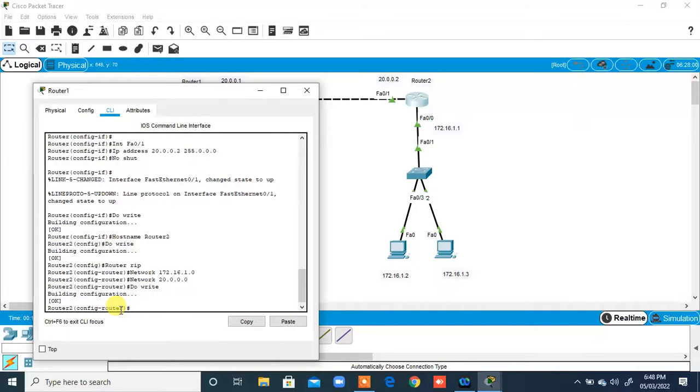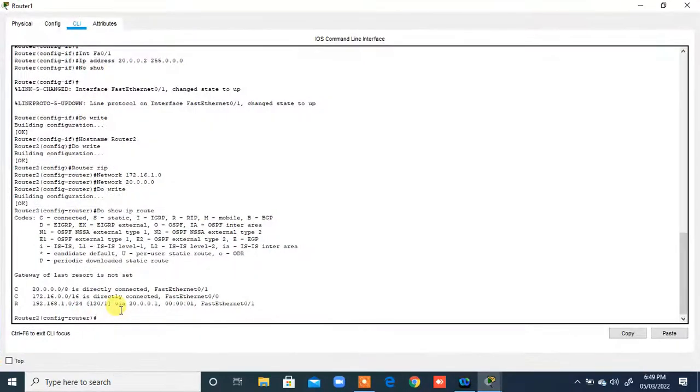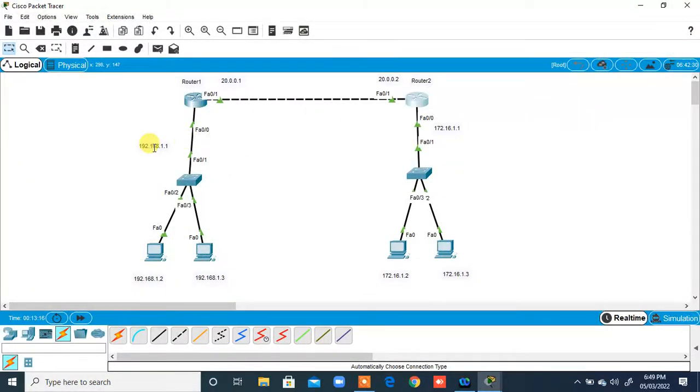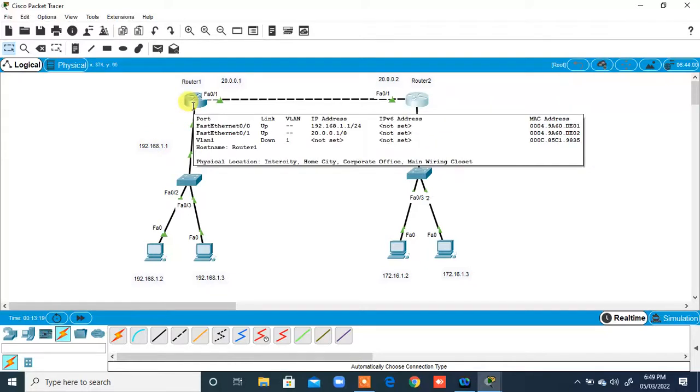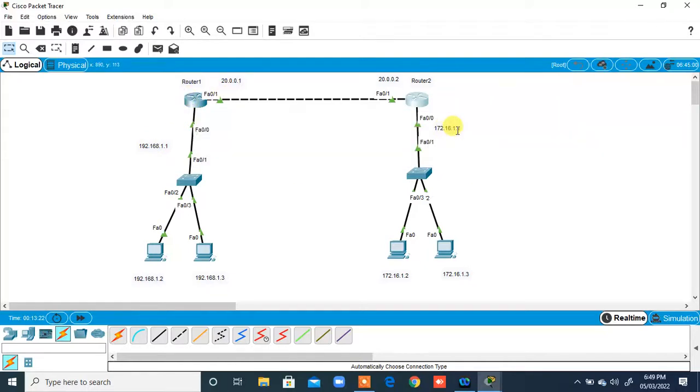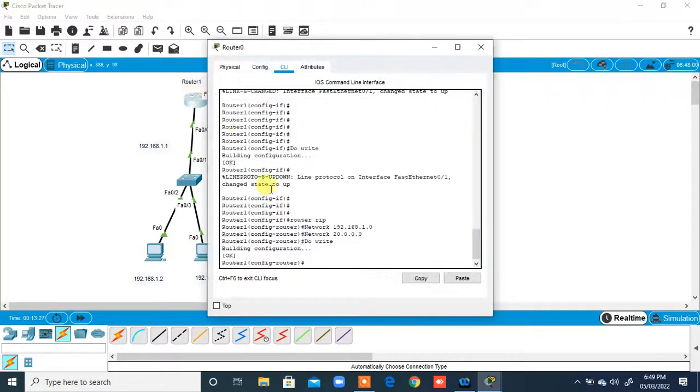Let me show you the routing table. How can we see this? Do show ip route. What it is saying is we have a network of 20 and also a network of 172.16.0.0, and these are directly connected, and we are performing RIP for 192.168.1.0, as you can see. Let me take you to router 1 also, where we will be able to see the network RIP for 172.16.1.0.